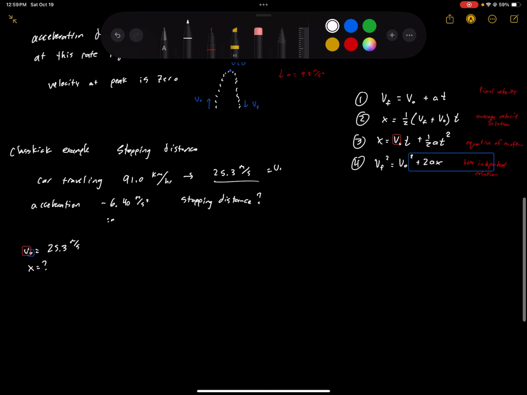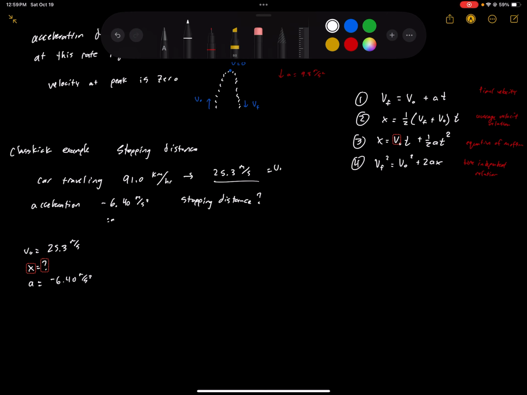X is our stopping distance. That's unknown. We know the acceleration is negative 6.4 meters per second squared, because it's braking. And then finally, there's a piece that's not explicitly stated in the problem, but you have to kind of figure it out from the situation. We know that it's stopping, right? We're calculating how far it travels in the process of braking.